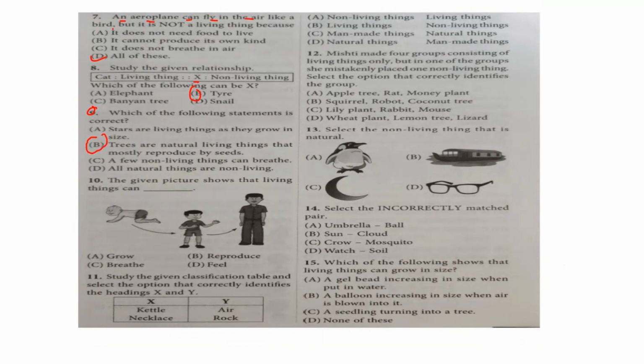A few non-living things can breathe. This is not possible. Non-living things cannot breathe. All natural things are non-living things. No, not all natural things are non-living. So for question number 9, stars are natural non-living things. Non-living things cannot breathe. Some natural things are non-living like the sun and river, while some are living like plants and animals. All man-made things are non-living.